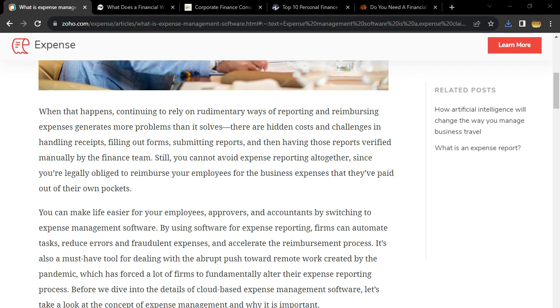By using software for expense reporting, firms can automate tasks, reduce errors and fraudulent expenses, and accelerate the reimbursement process. It's almost a must have tool for dealing with the abrupt push toward remote work created by the pandemic, which has forced a lot of firms to fundamentally alter their expense reporting process. Before we dive into the details of cloud based expense management software, let's take a look at the concept of expense management and why it is important.